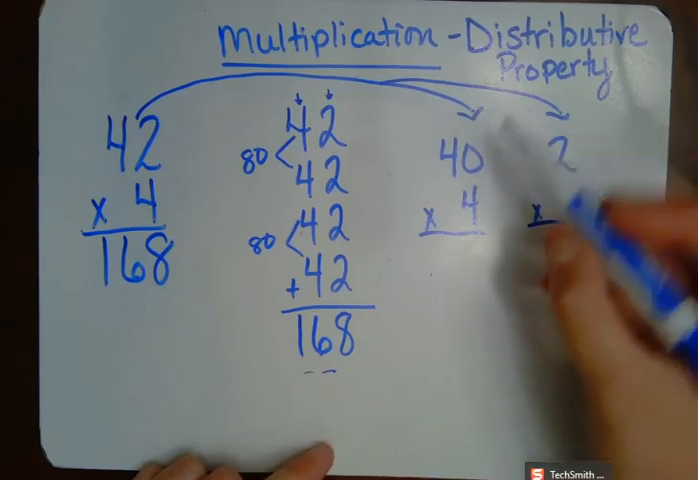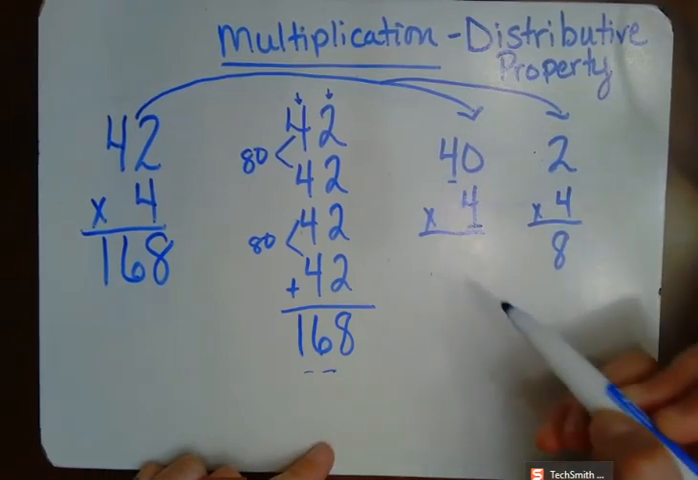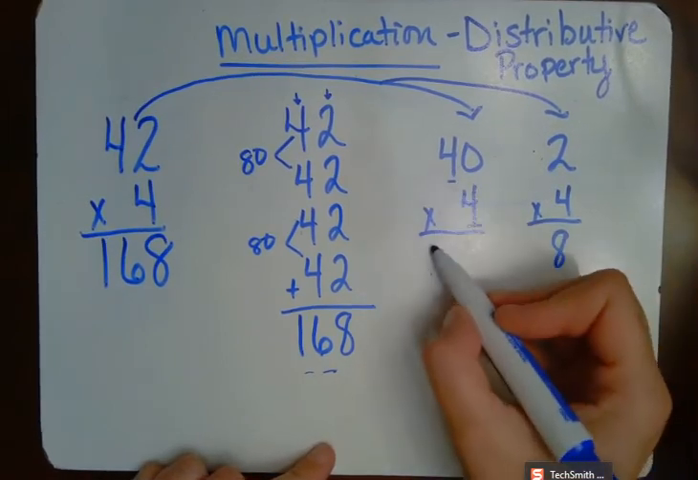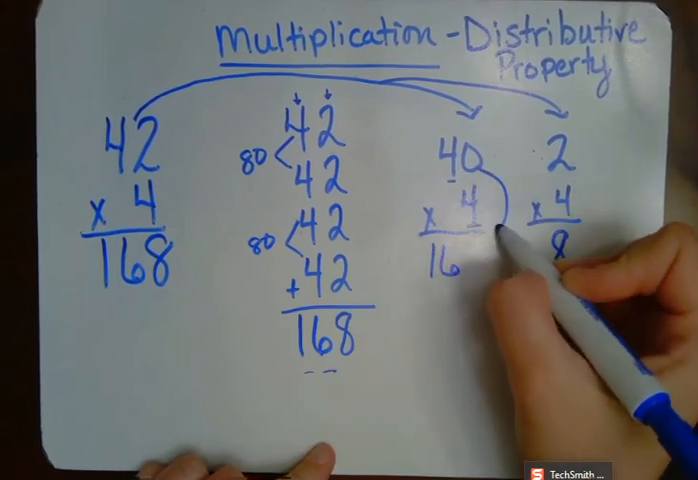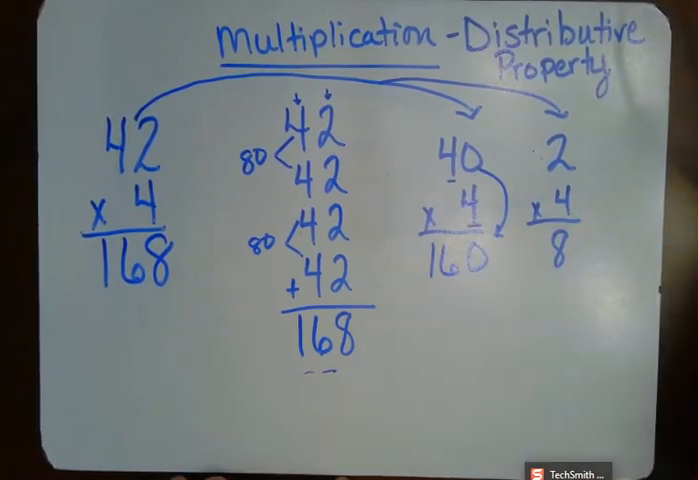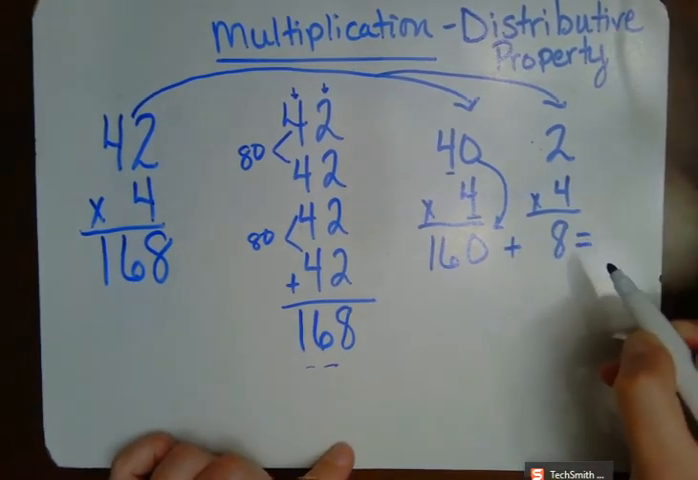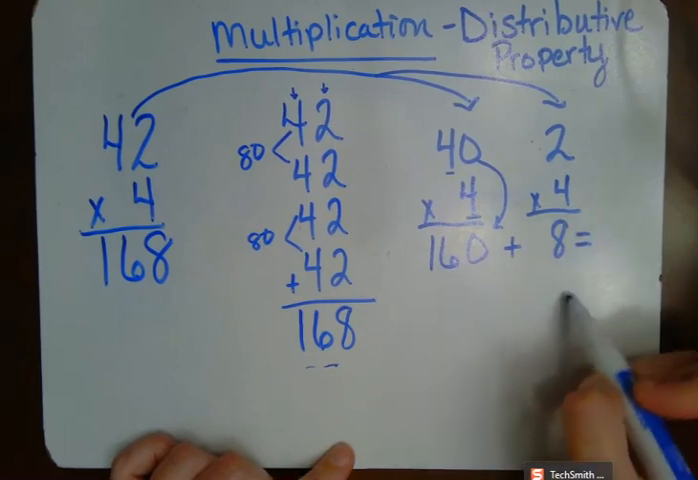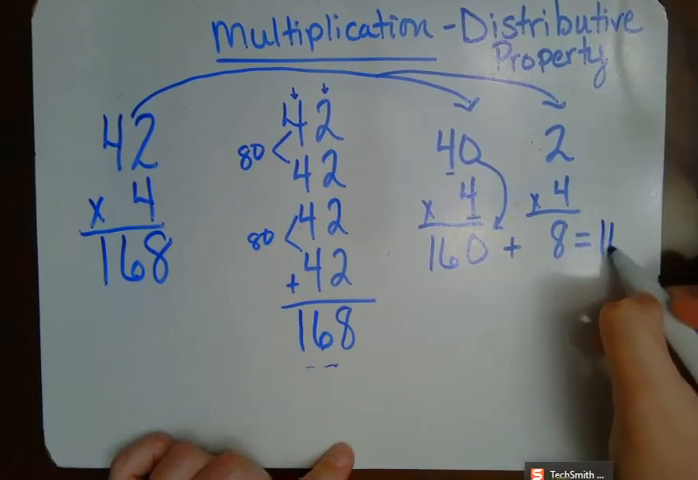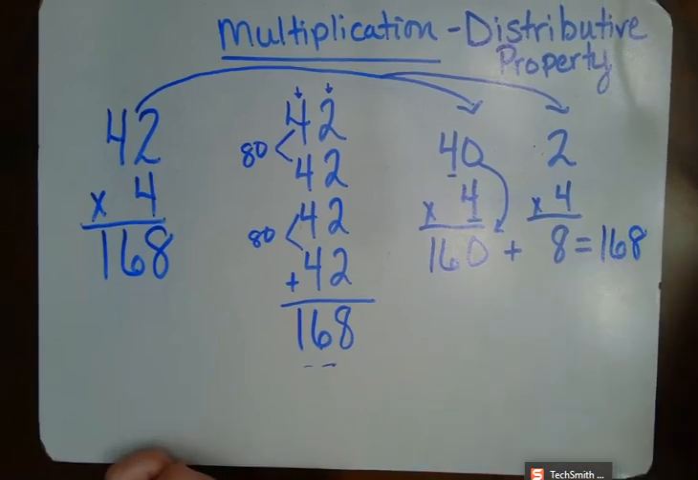Or you're going to do the basic fact, 4 times 4 is 16, and count and add your 0 to give you 160. And then finally, the last thing you're going to do is add up those two products together. 160 plus 8 will give you 168. You can use the distributive property with any multiplication problem.